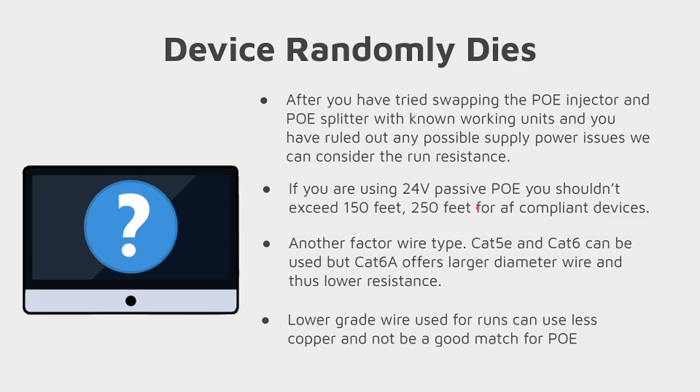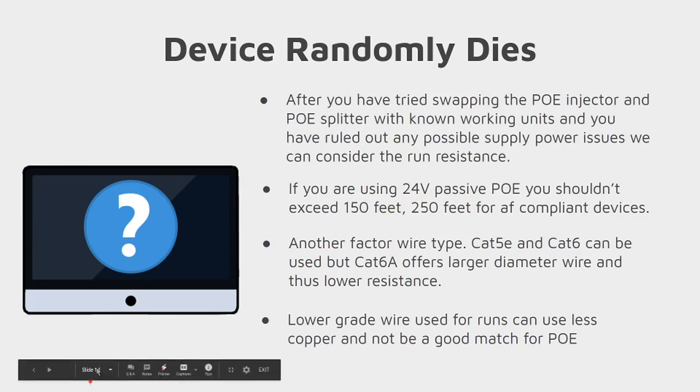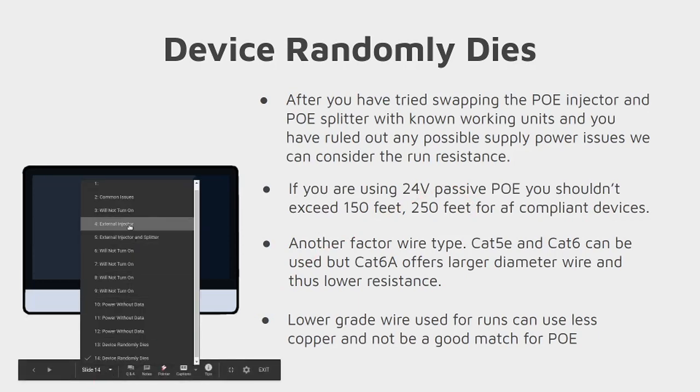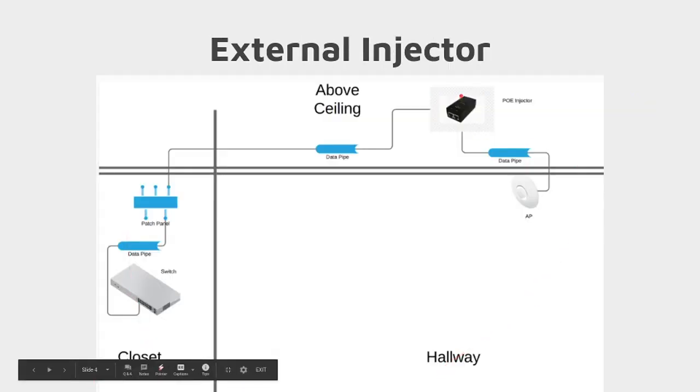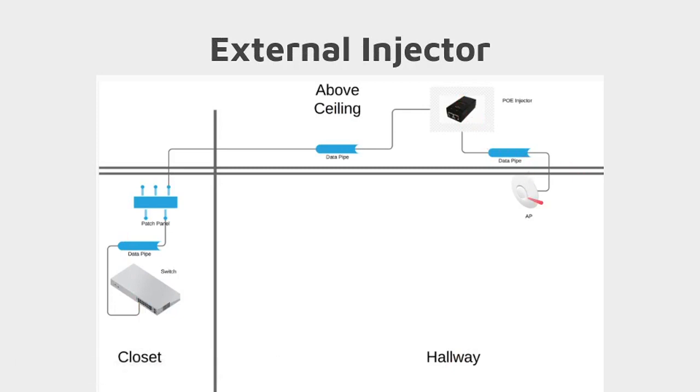Let's see if we can go back up. Let me find that real quick. That is slide 4. Notice how this POE injector is so much closer to the device. That means only this little segment of wire is actually carrying both data and power. So you could have maybe up to 200 feet here, and maybe just 5 or 6 feet here. And you could be running your 24 volt passive at that point.